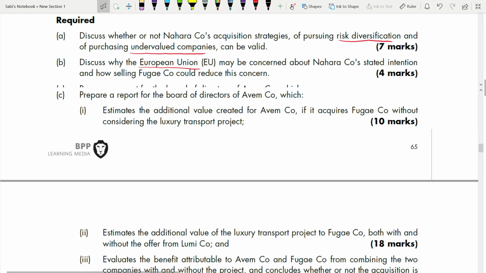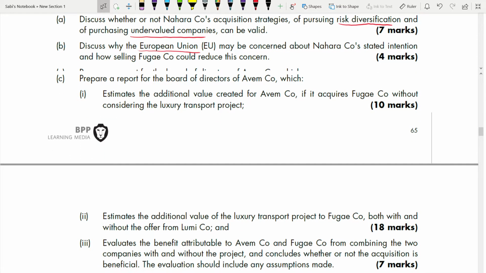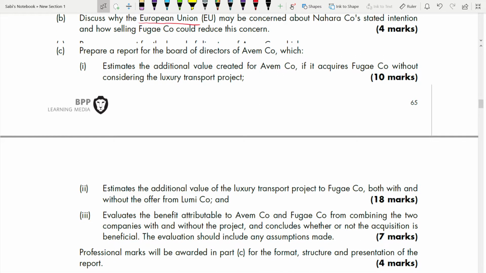Coming to part C, your main part, the report. For whom? For the board of directors of Avem company. If you see, there are so many companies listed here, you will understand who all are there. But let's see, there are 3. Now, if you have seen my videos from 48 till now, the way they asked the question for a report, the structure and all, you should be very familiar by now. It is repeated only. Assumptions will be there, all those things.